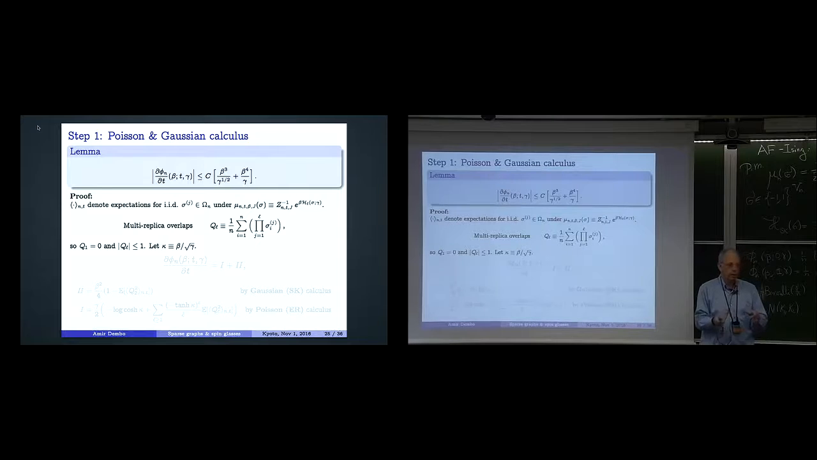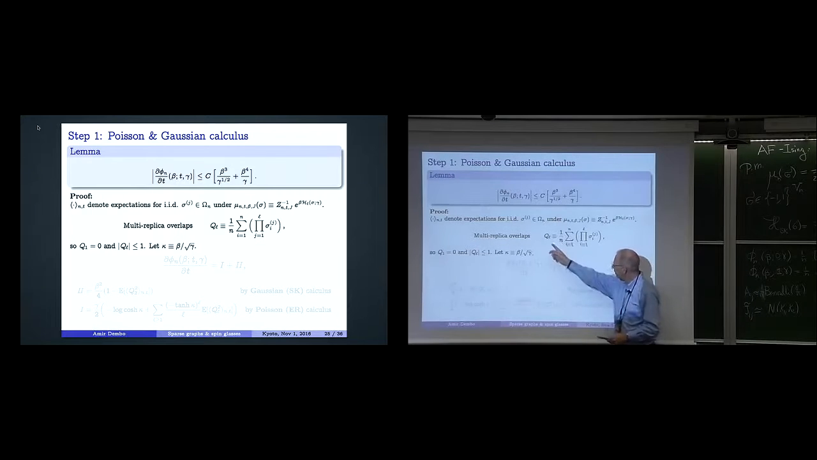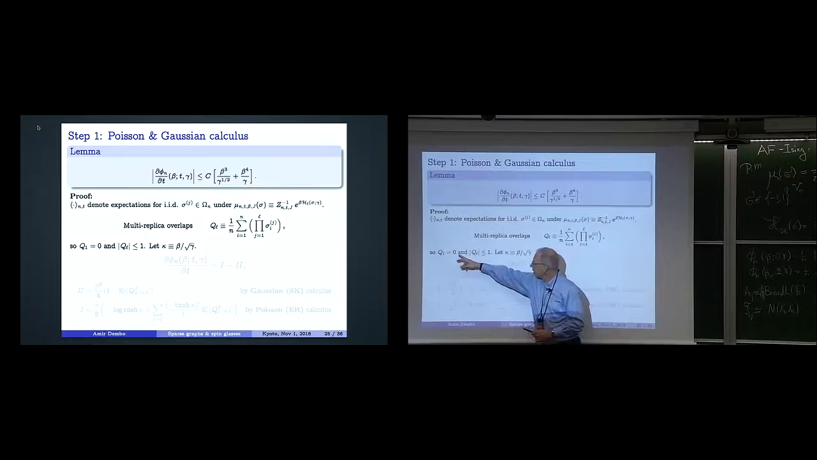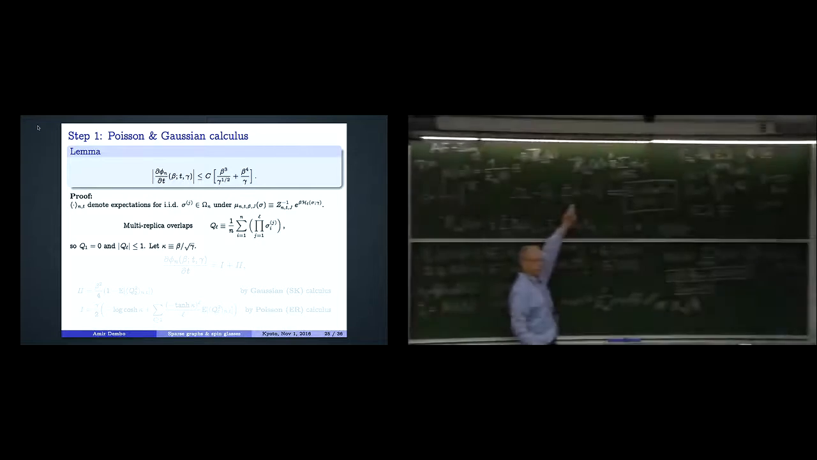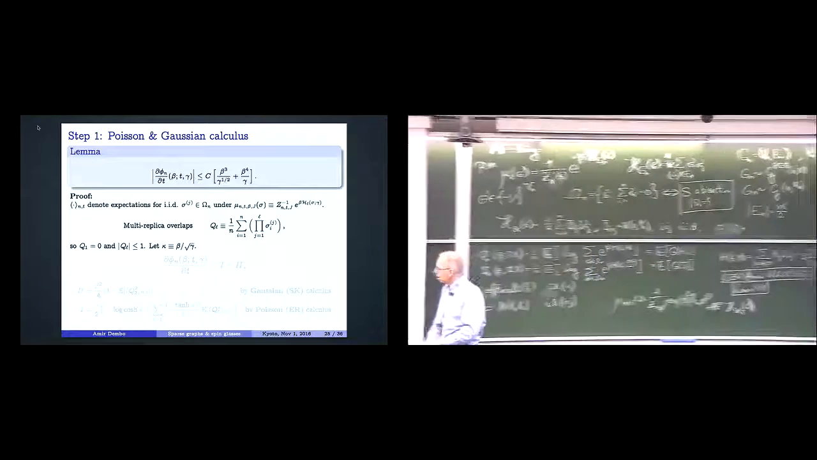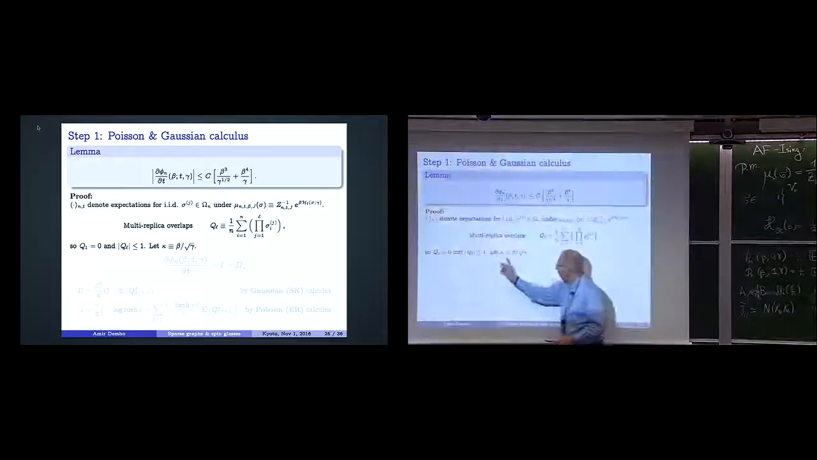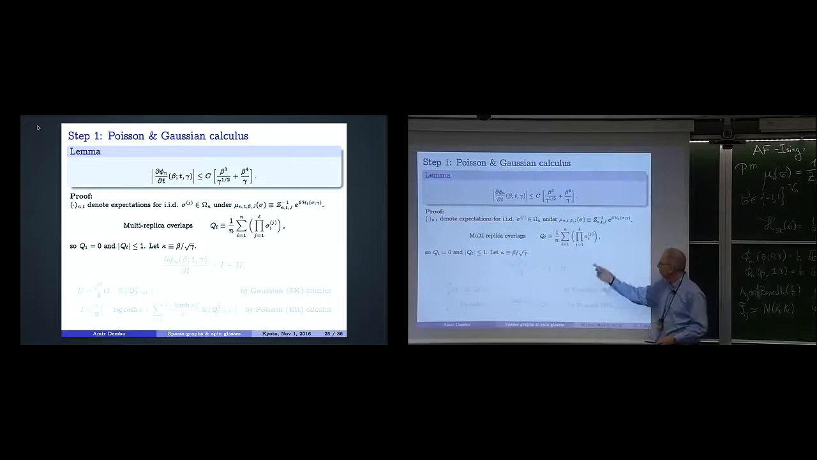What's a multi-replica overlap? You lay down several vectors, take the product of all of them in one coordinate, and sum over all the coordinates. This is called the multi-replica overlap. Notice the following. First, Q1 is 0. Why? Because if you have only one vector, you are just summing it up, and you get 0 because you are looking at balanced configurations. All the other multi-overlaps are bounded by 1, because this is a product of plus or minus 1s, at most 1. You sum and divide by n, so it's certainly bounded by 1.